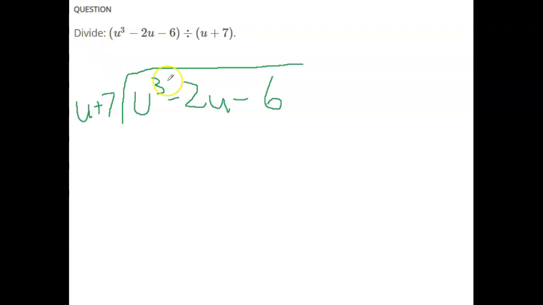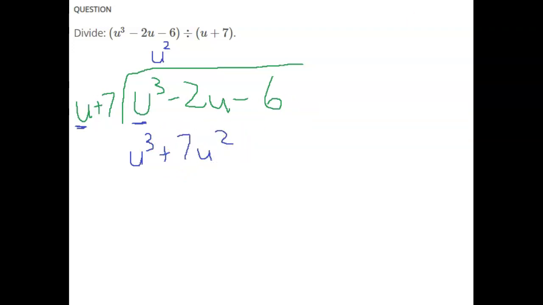Think about what you need to multiply the u term here by to get that first term. So there's no number here that I'm trying to get to, so I don't really need to think about the numbers. Just looking at the variable term, it's u to the first power. How many u's would I need to add on to get to the third? It's going to be u squared. And then multiply that by both of those terms here. U squared times u gives me u to the third power, and u squared times 7 gives me 7u squared.